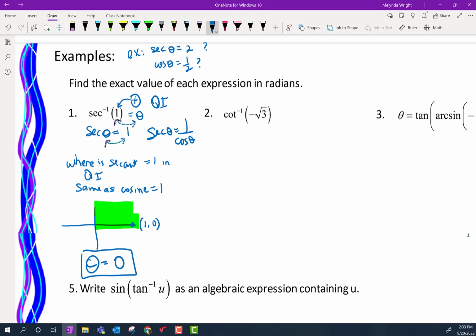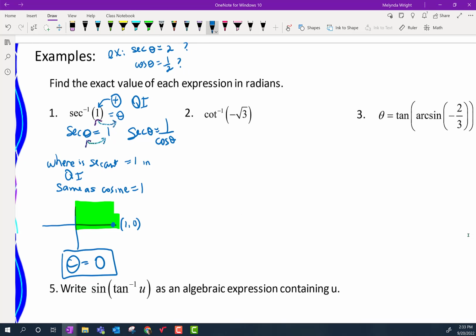Okay, on the second one, we're going to, again, look at the sign. Right? This number is negative. So we need to think about, where is cotangent, or the inverse cotangent, negative. So cotangent, I think in my mind, goes with cosine. So I'm looking at the second quadrant. This is where I'm supposed to be.